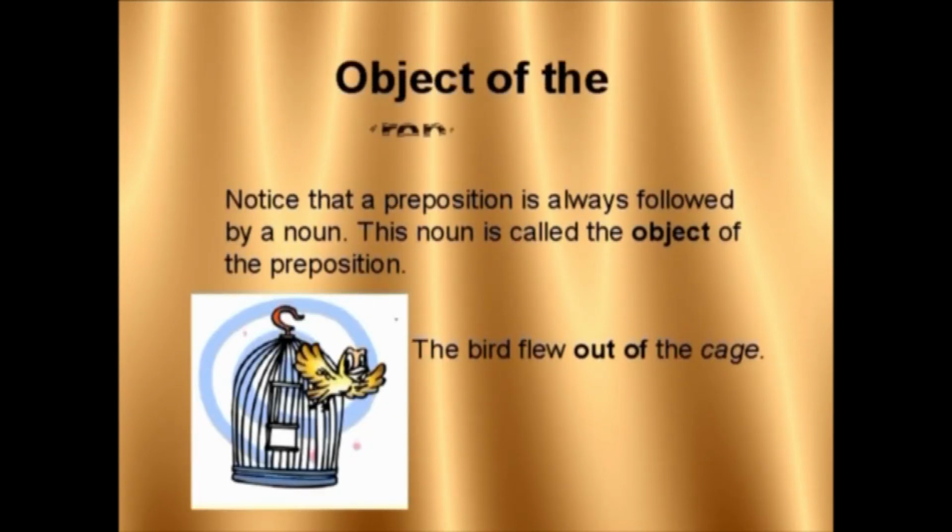Notice that a preposition is always followed by a noun. This noun is called the object of the preposition. For example, in the sentence, the bird flew out of the cage, the object of the preposition is cage.